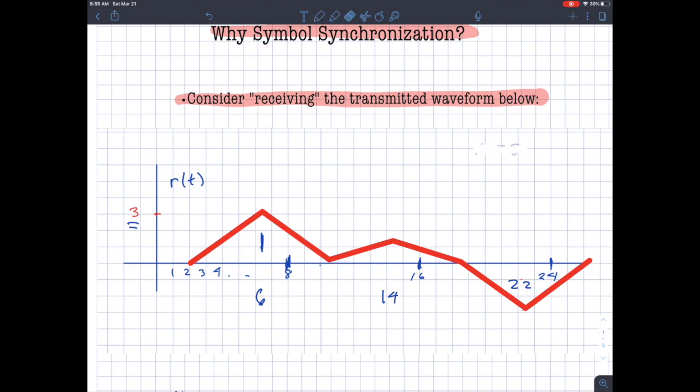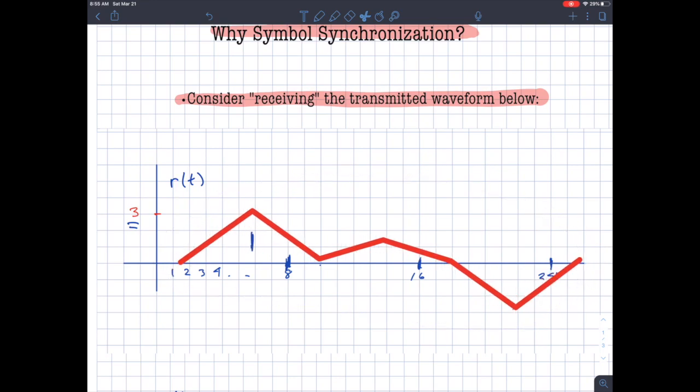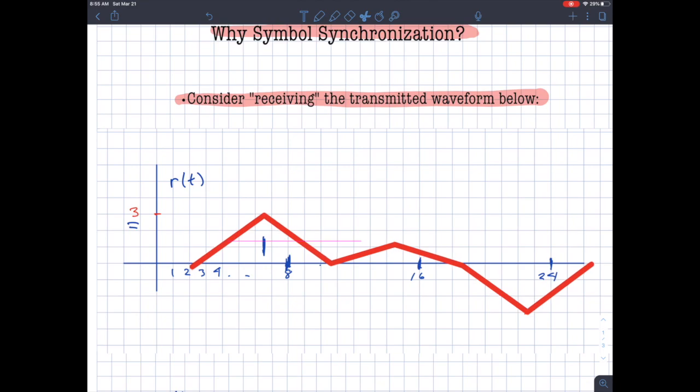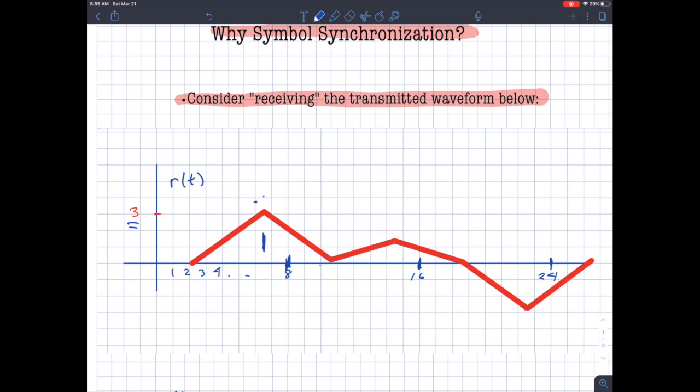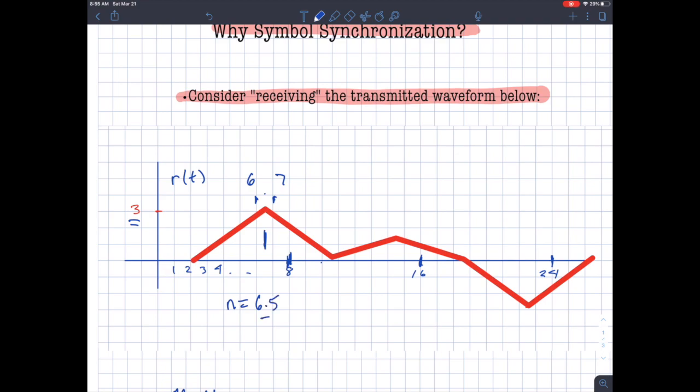Those turned out to be integer values. But if you think about it, there's no reason that you're going to end up with exactly integer values for delay. So what would happen, for example, if we ended up receiving this waveform? You see here I'm right between grid points. Here's one side of the grid, here's the other side. This is 6 and this is 7, so the optimal downsampling time is n equals 6.5, a fractional sample value. So how are we going to handle that?